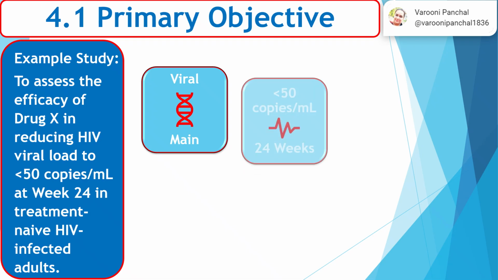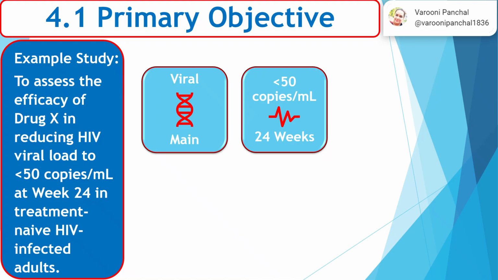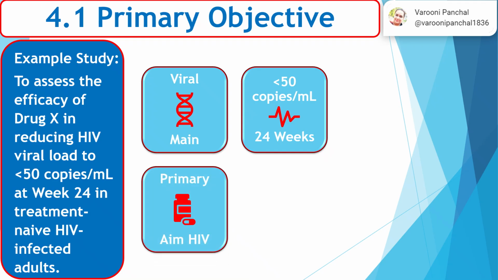A successful therapy reduces the viral load to undetectable levels, less than 50 copies per milliliter, within a certain period, typically 24 weeks. This primary objective is directly related to the overall aim of HIV treatment, which is to suppress the virus and prevent disease progression.